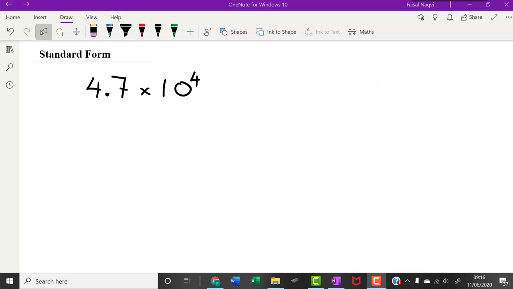In this question, I've got 4.7 times 10 to the power 4. So I know my number is going to become bigger because it's multiplied by 10,000, 10 to the power 4. How do I do that? First, I take my 4.7. I know my number is going to get bigger, so my decimal point is going to move to the right 4 spaces. 1, 2, 3, 4. And my decimal point is going to go there.